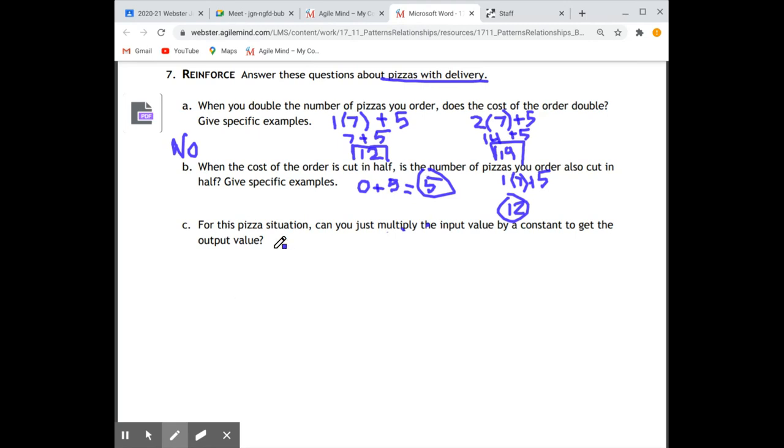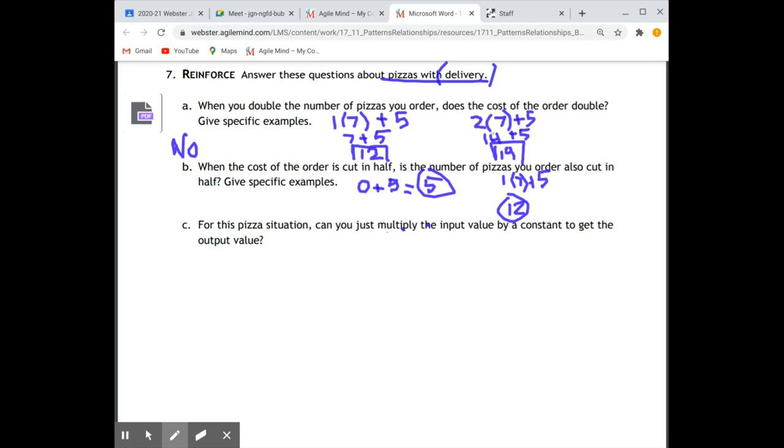So it says, for this pizza situation, can you just multiply the input value by the constant to get the output? Does that work or no? No, not for this one, because we have to multiply, but we also have to do what? Divide. No, think about the delivery. Oh, you have to add. That's right. We have to add 5 for the delivery, so it doesn't work.